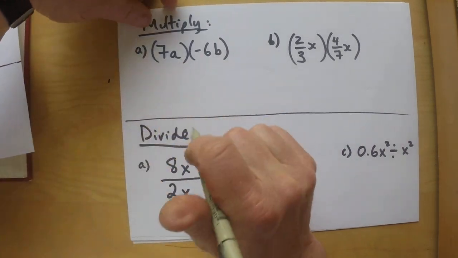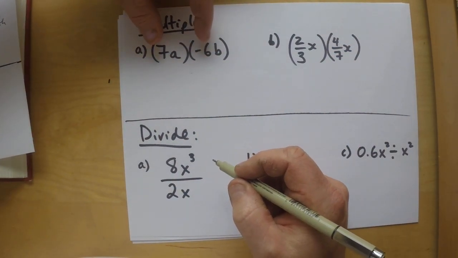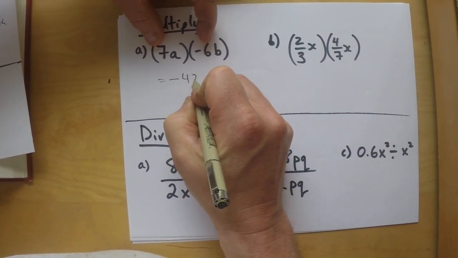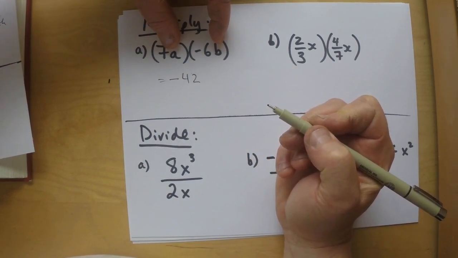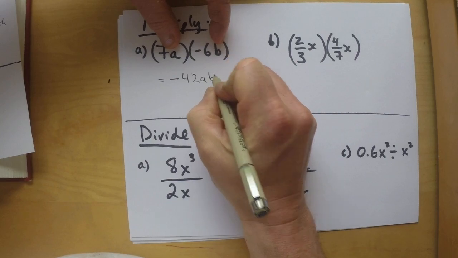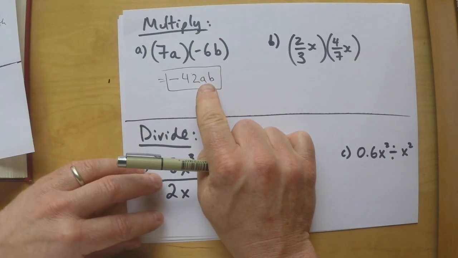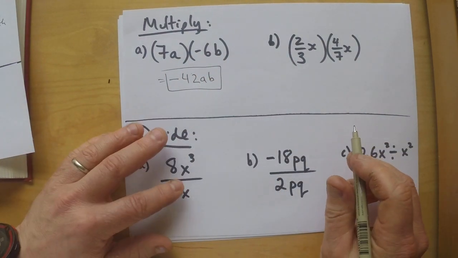So again, look at these multiplying ones. Multiply the coefficients. 7 times negative 6, negative 42. A times B is almost so easy it's hard. People are like, how do I multiply that? Well, it's just AB. That's it. That is almost so easy it's hard. People mess that up even though it's simply AB.